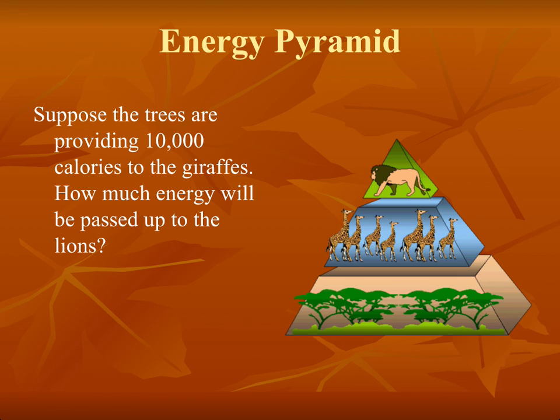20,000? Okay, let me ask you this. Where did the giraffes get their energy from? The trees. The giraffe got how much percent from the trees? 10%. So therefore, 10,000 is 10% of what? These are easy numbers. You're just adding a zero. 100,000.